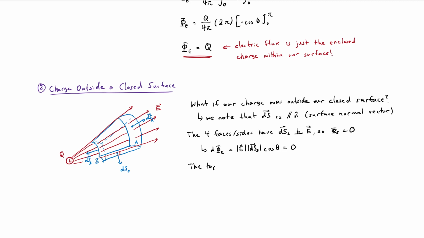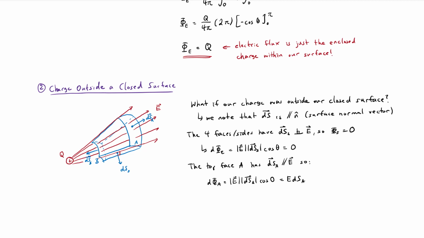The top face A has dSA being parallel to E. So that means the differential flux element for A is going to be equal to E dSA cosine of 0, which is equal to E dSA.